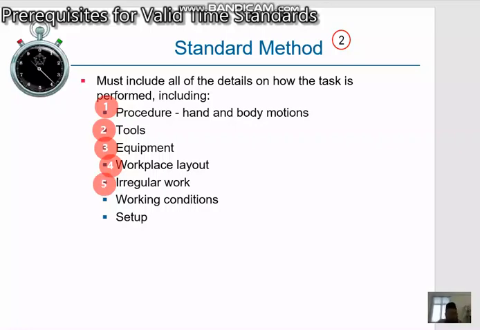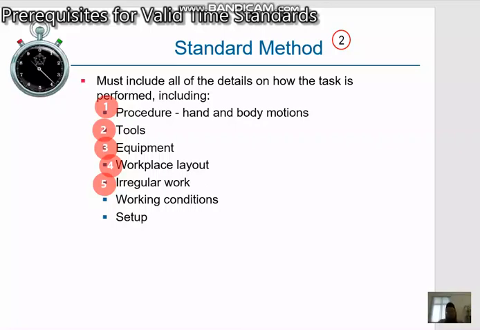These include tasks that are not performed every work cycle. Depending on the task, these irregular work elements may include changing tools as they wear out, changing parts containers as they become empty or full. This means the element of changing parts containers does not appear in every cycle, but only appears when the containers become empty or full. So these irregular works must also be clearly defined in the standard methods.